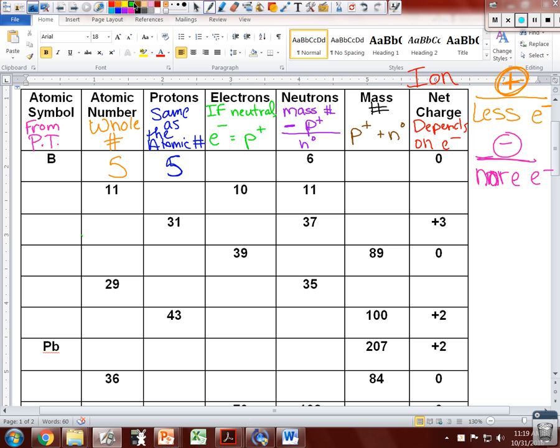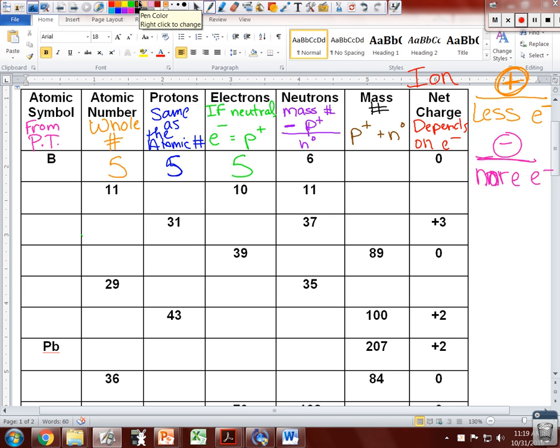My first question that you must always ask yourself is, is this atom neutral, and how do you know? Is it neutral? Yes. How do you know it's neutral? Look at its net charge, which is what? So if it's 0, do you agree to have the same number? Okay, so how many electrons do you have then? 5. Very good.